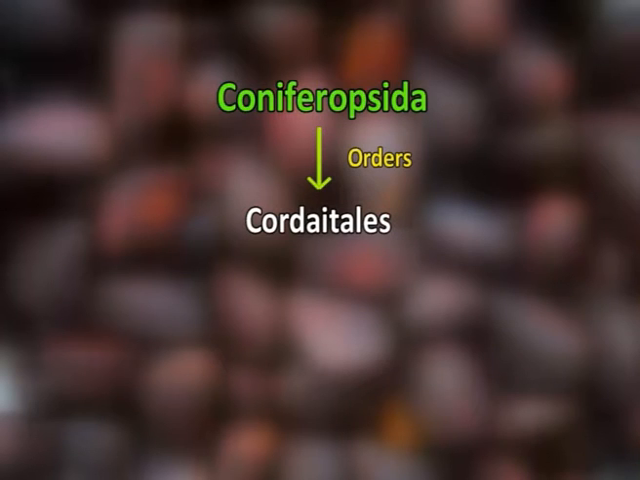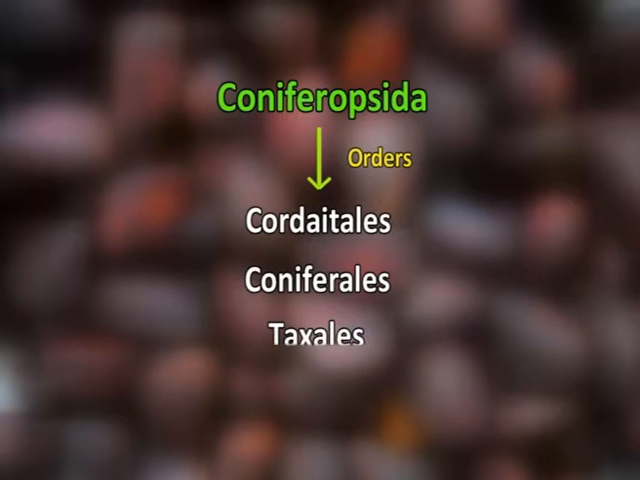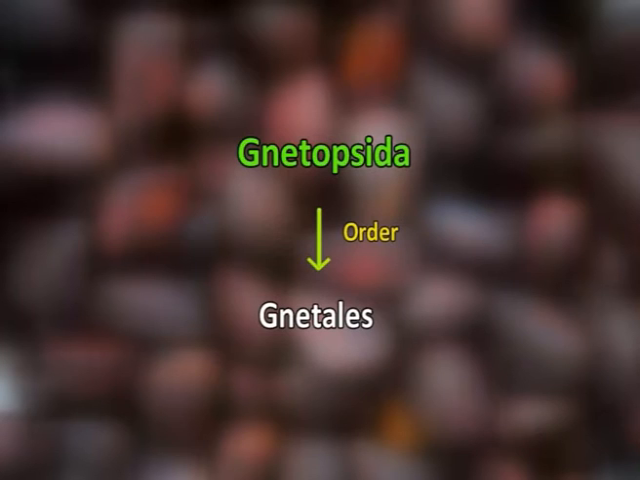Coniferopsida was also divided into 4 orders: 1. Cordaitales, 2. Coniferales, 3. Taxales, and 4. Gingoales. Gnetopsida had only 1 order, that is, Gnetales. These orders were further divided into a total of 30 families.